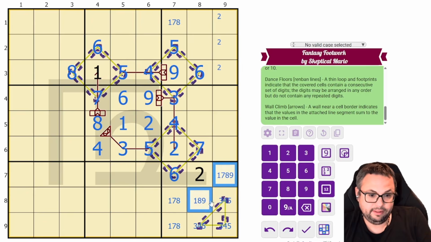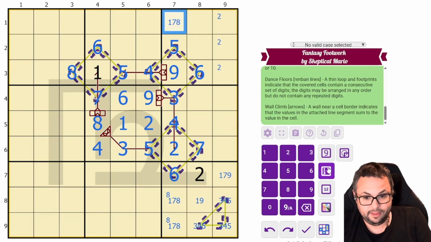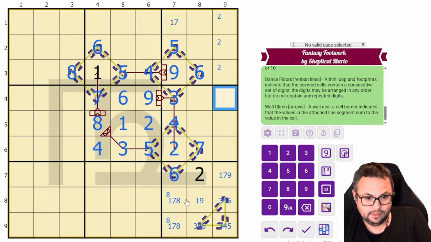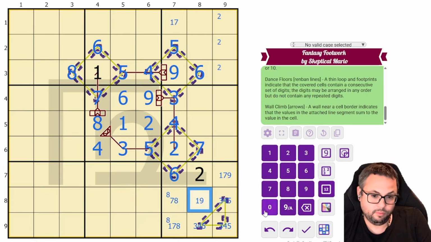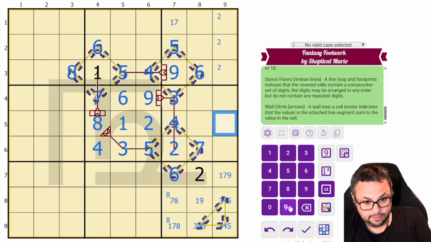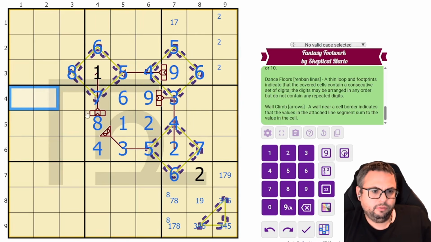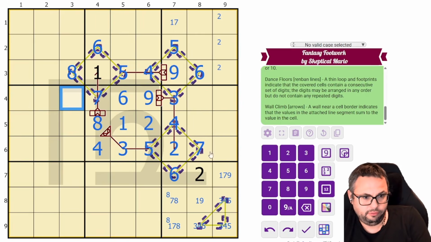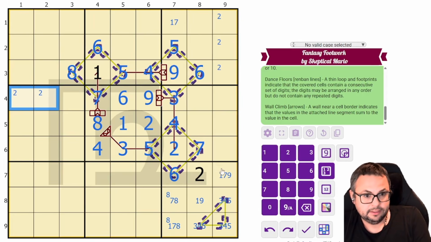Okay, the 8 definitely doesn't go next to the 2. So the 8 is over here, which makes that not the 8. This can't be a 1 next to a 1, 9. See, there's a 2 in one of these two cells because you can't put a 2 next to an 8.